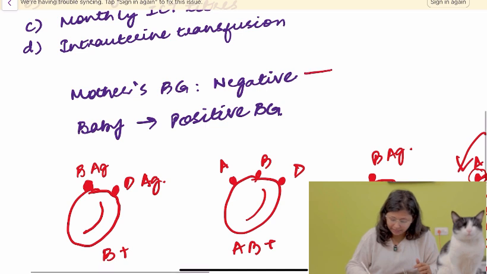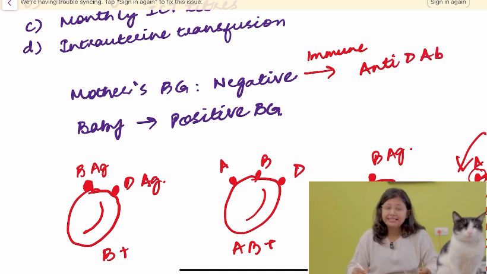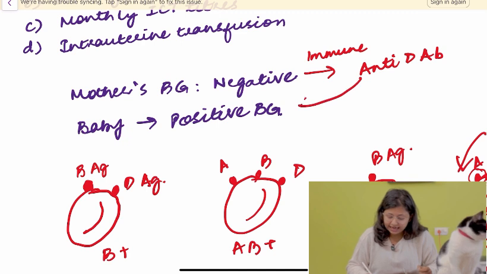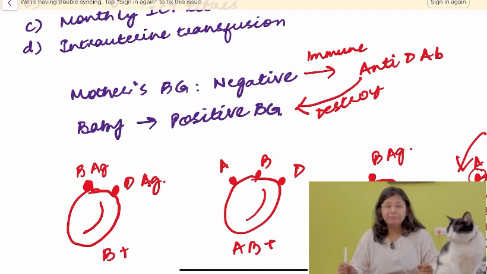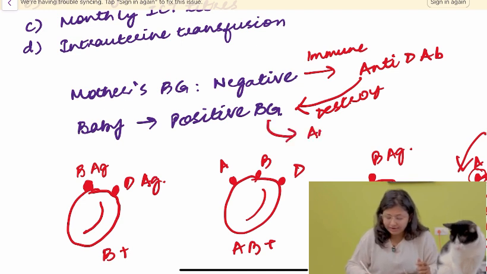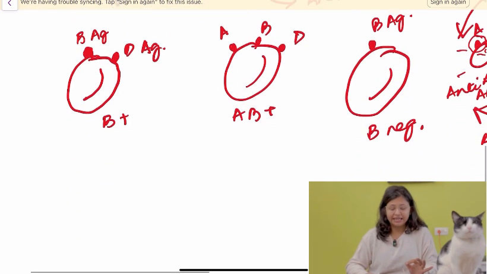The mother's body will create anti-D antibodies. And what these anti-D antibodies will do is coat themselves on the fetal RBCs that have the D antigen and destroy them. So what is basically happening is the mother's blood is destroying the fetal RBCs via the anti-D antibodies, and this is leading to fetal anemia. So this is the problem that is happening in Rh negative pregnancies.